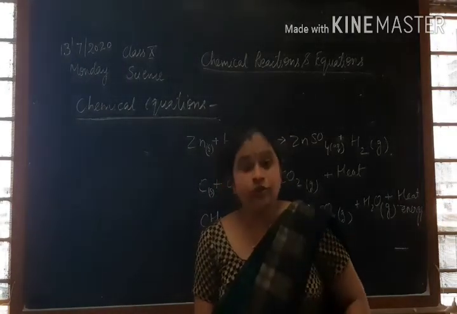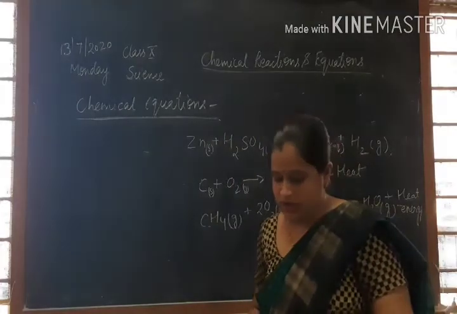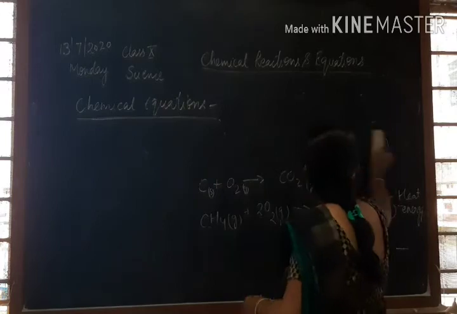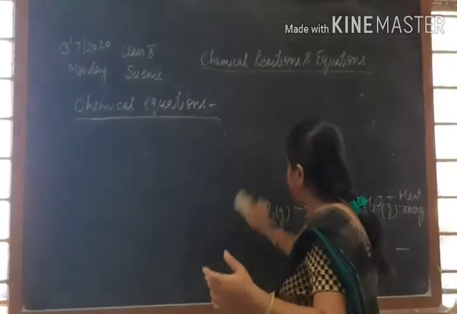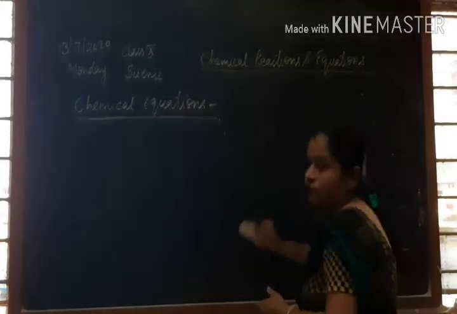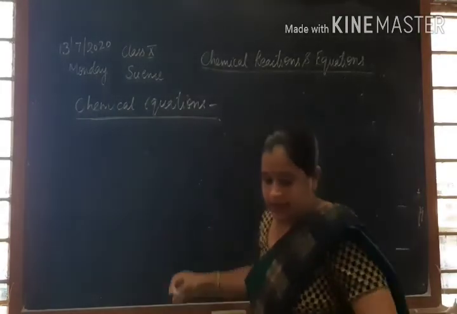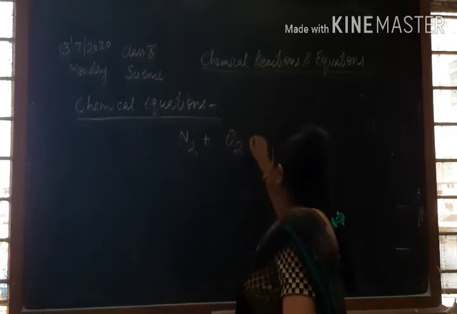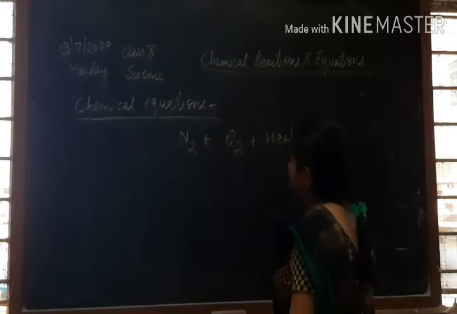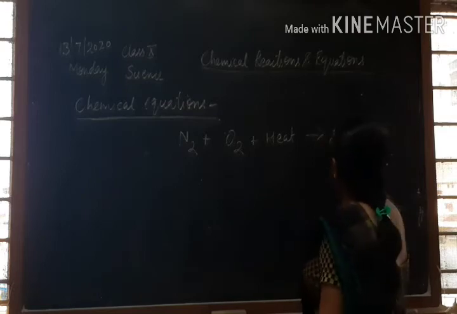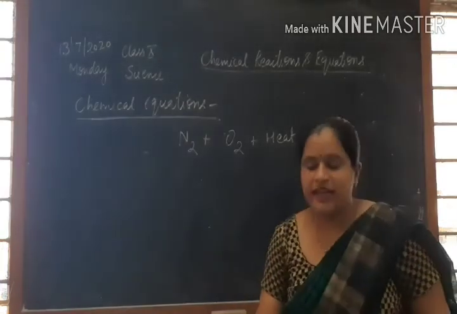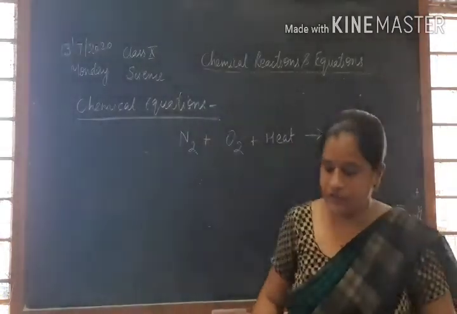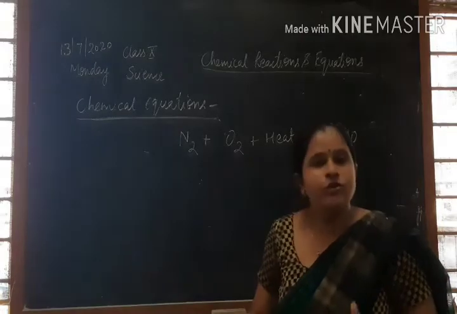And what about an endothermic reaction? In an endothermic reaction, the energy is absorbed by that particular reaction. Like in this reaction, nitrogen plus oxygen, it will take the heat and then form 2 NO, nitrogen monoxide. Here heat is utilized, that's why it is known as an endothermic reaction.